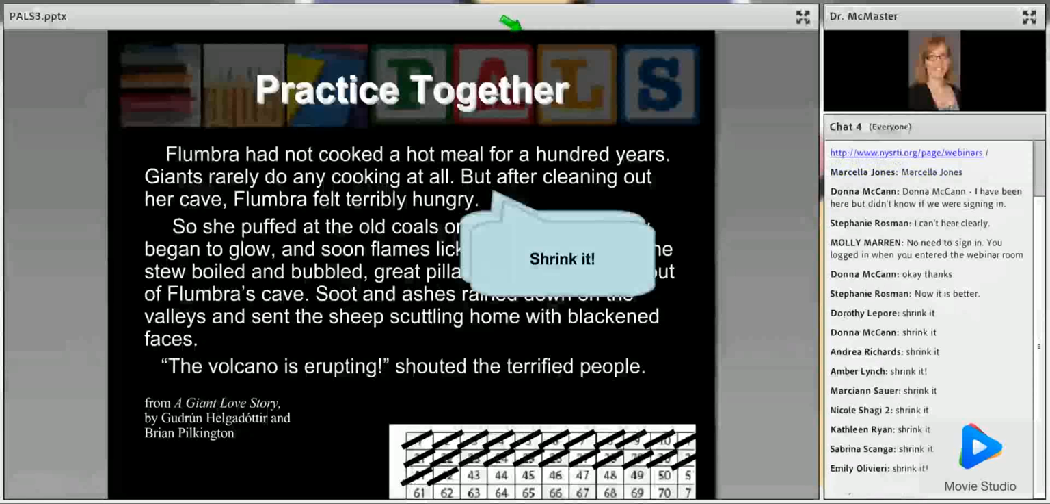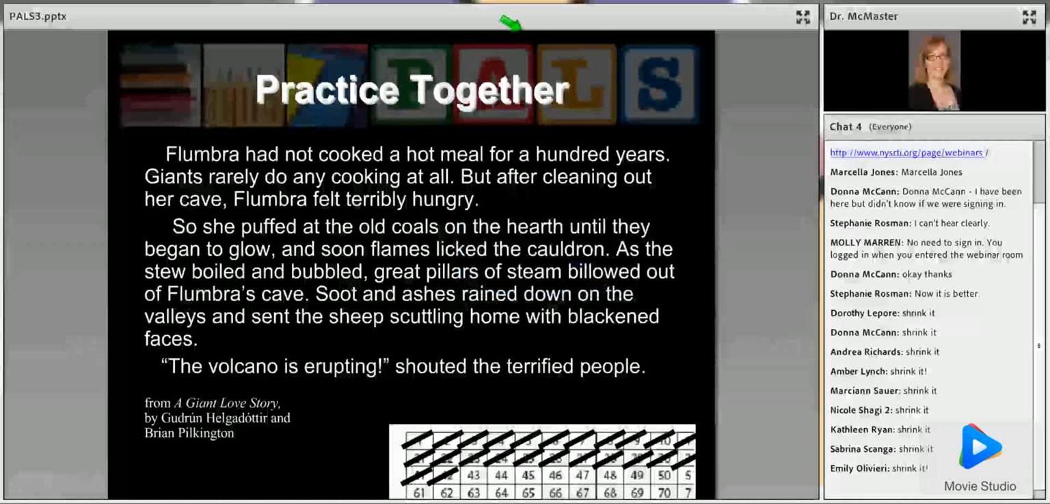So now that I shrank that paragraph, I would continue reading on. Remember, the reader has 5 minutes, so we would continue on reading the next paragraph.